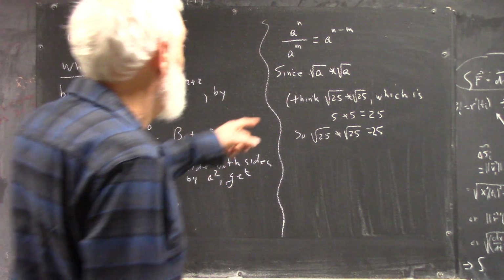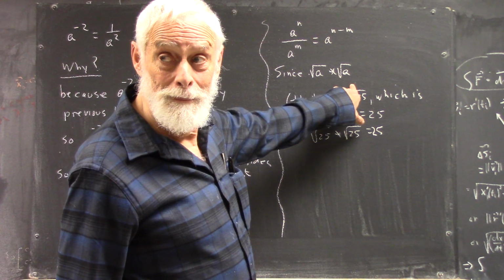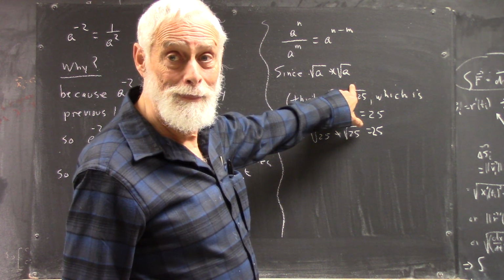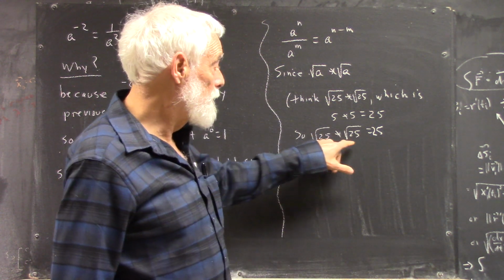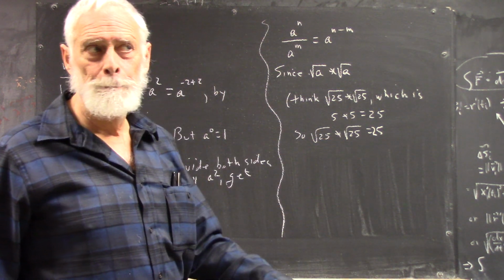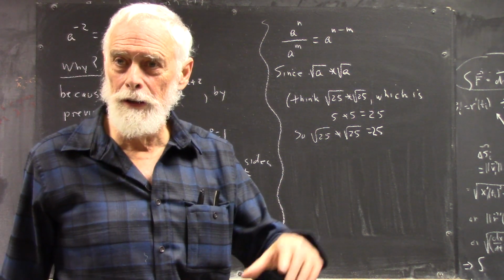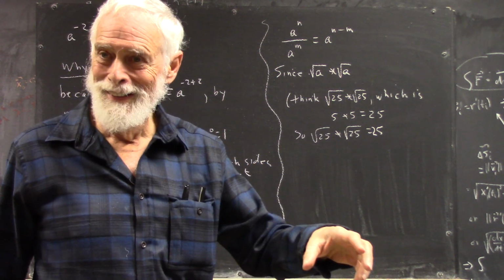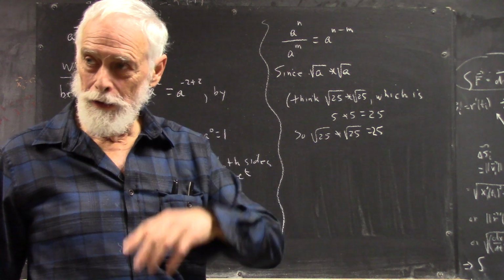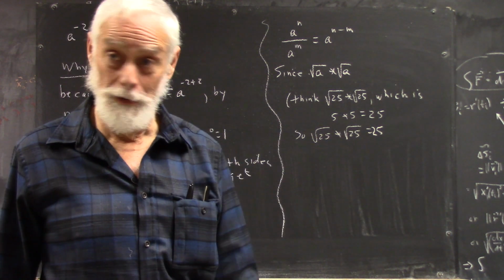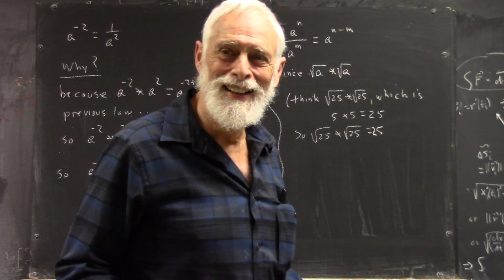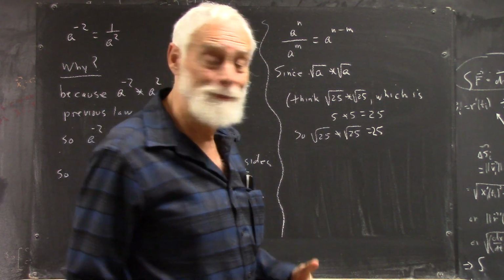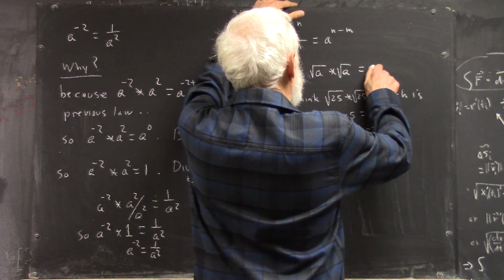So the square root of a times the square root of a has to equal what? So square root of 25 times square root of 25 equals 25. Square root of 16 times square root of 16 equals 16. The square root of 4 times the square root of 4 equals 4. The square root of 144 times the square root of 144 equals 144. There's a pattern. If you multiply the square root of a number by the square root of that same number, you get that number. So square root of a times square root of a equals a.